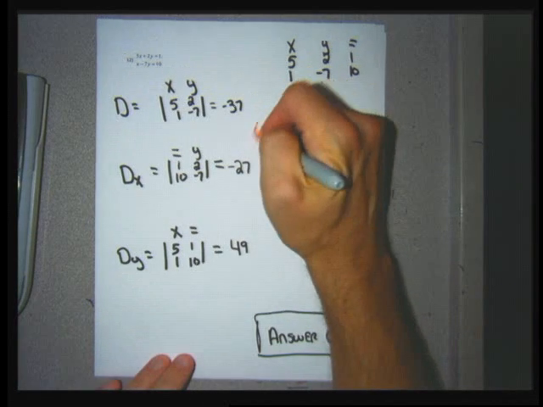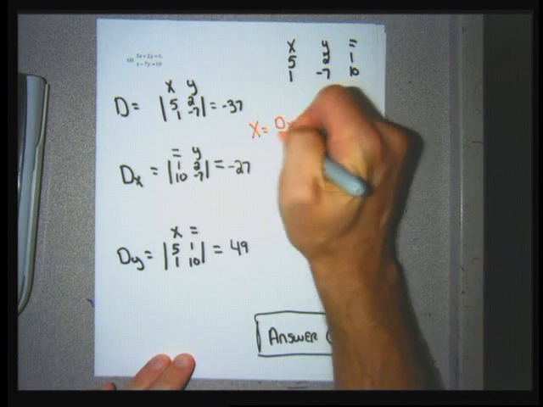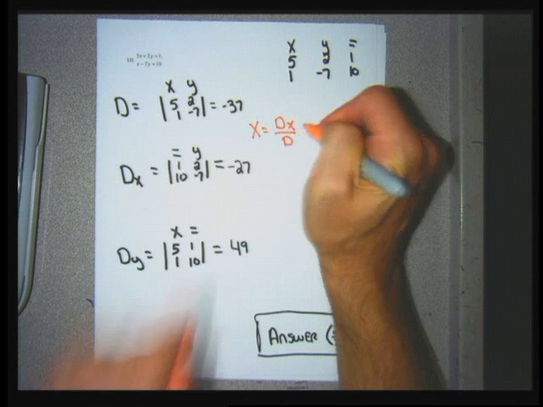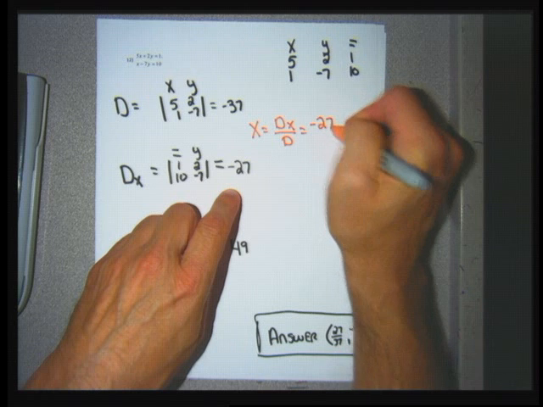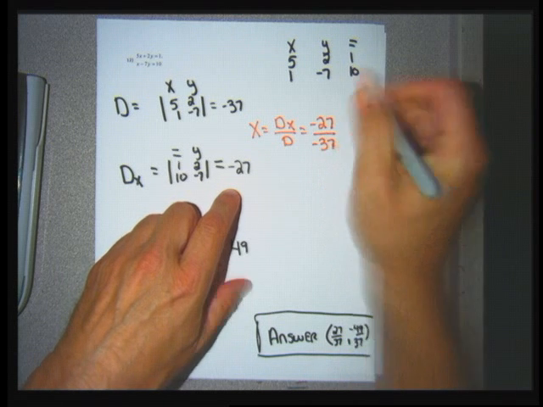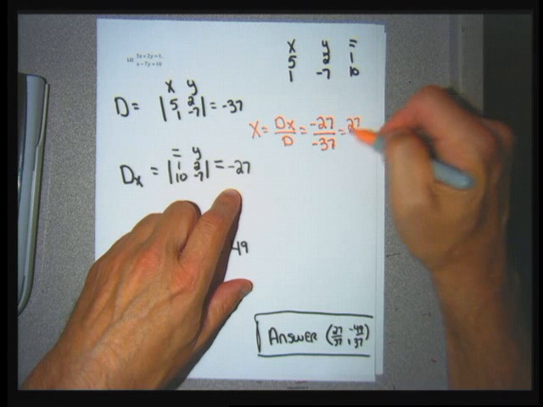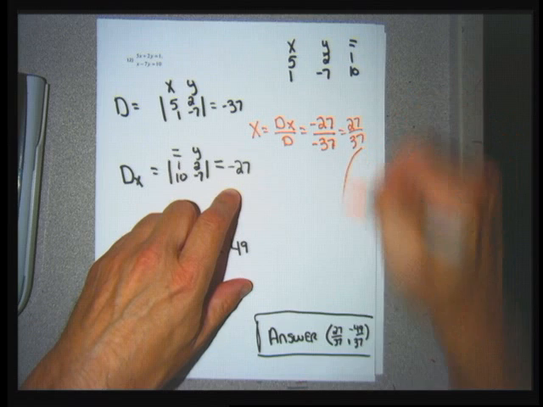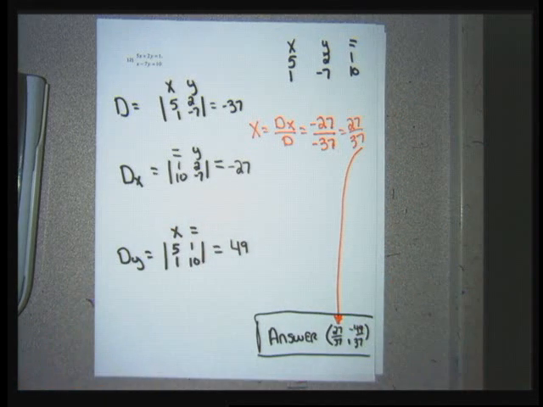My answer for x is going to be the d sub x determinant divided by the d determinant. The d sub x determinant is negative 27. The d determinant is negative 37. That fraction doesn't really reduce, but when you divide 2 negatives, you can get a positive. So that gives me 27 over 37 for x. That's exactly what I had when I did RREF.